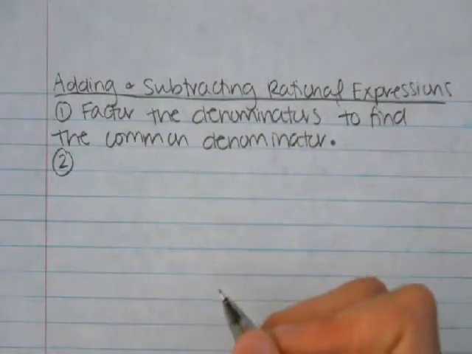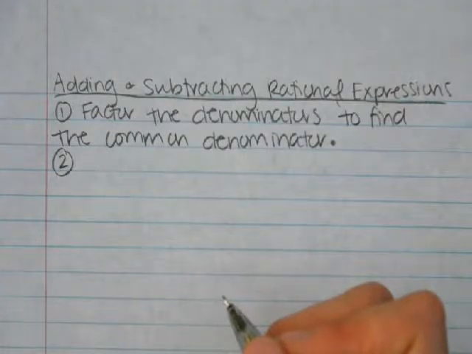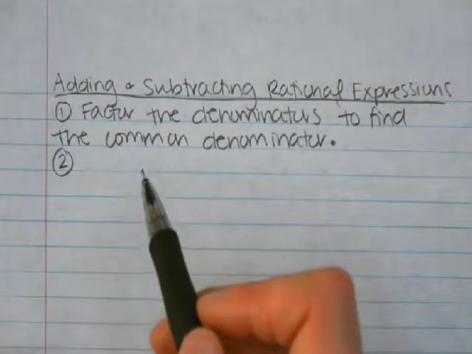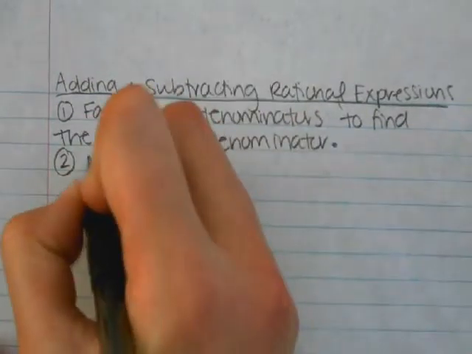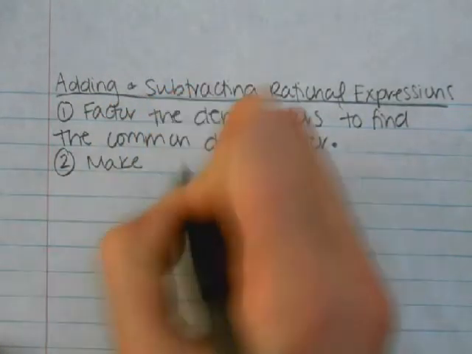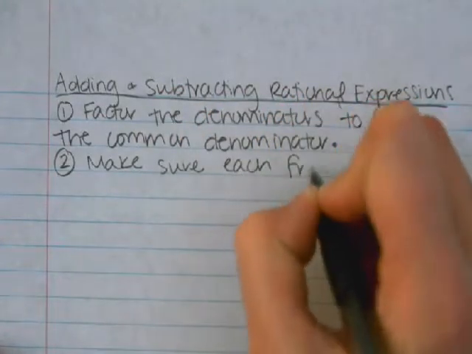Once we knew what the common denominator was, what did we do after that? Then you took what the other fraction didn't have. Yeah, so we want to make sure that each fraction has the common denominator.